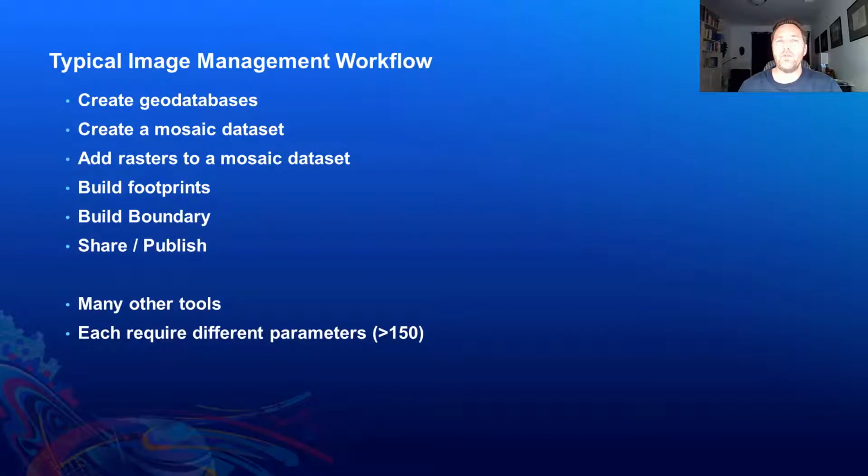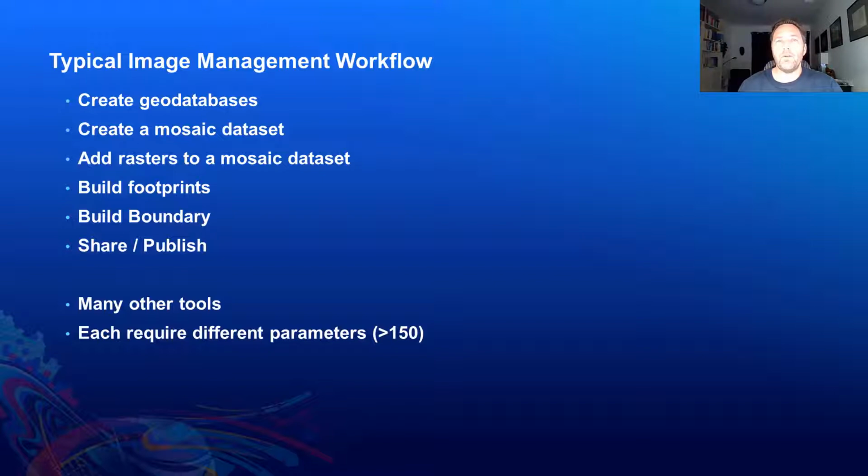If using the ArcGIS Pro user interface or standard GP tools, you would typically chain together the following sets of tools. First, create a geodatabase, then create a Mosaic dataset, add the rasters to the Mosaic dataset, build footprints, build boundary, and then share and publish. There are many other tools, and their use will vary on the type of data, and each tool defines different parameters. There are actually over 150 different parameters and environmental variables that can be set. To make a workflow repeatable, you will want to chain these tools and parameters together.